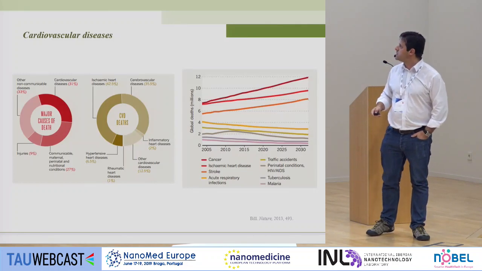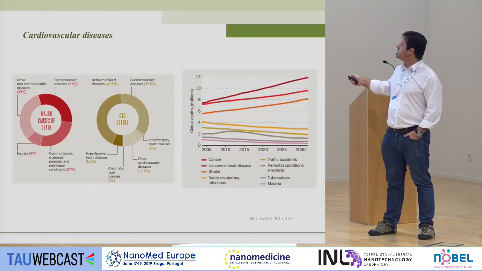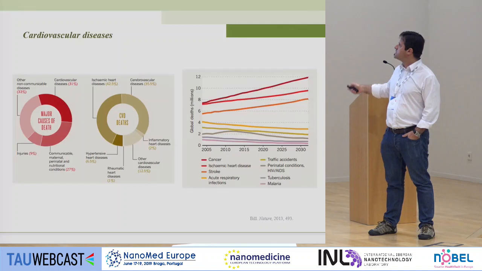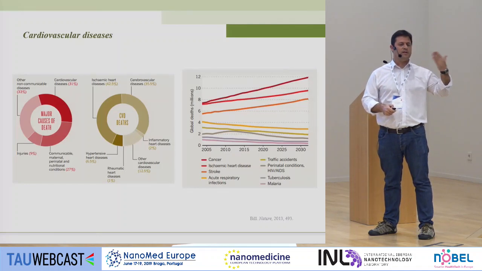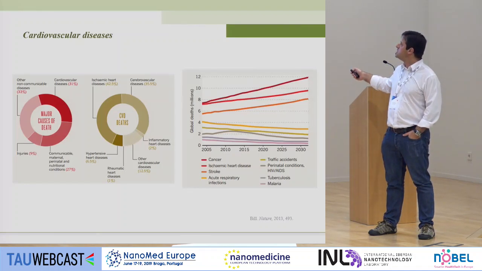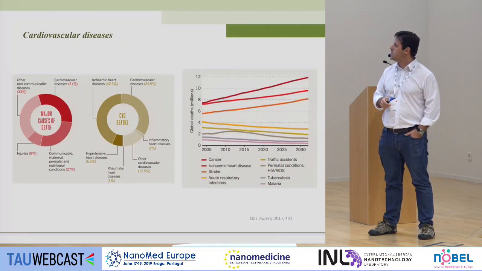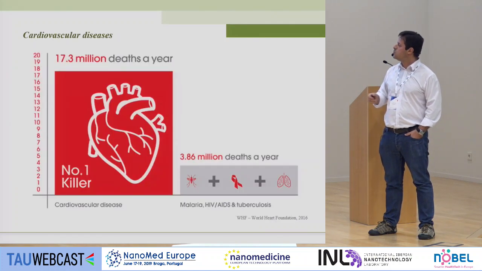If we consider even the projections for the increase of casualties associated with cancer in the upcoming decades, associated with the increased life expectancy, we can see that just putting ischemic heart disease and stroke together, they would always be way above the casualties associated with cancer.